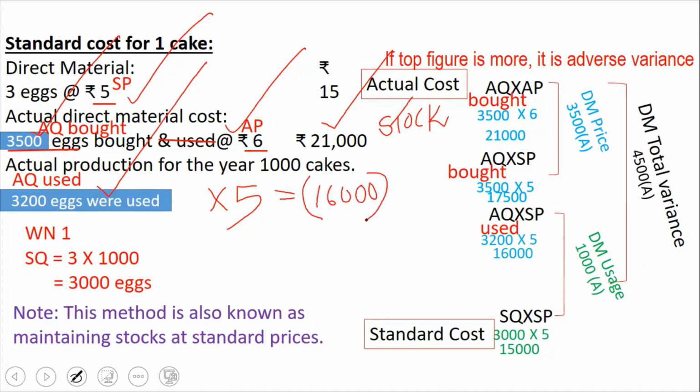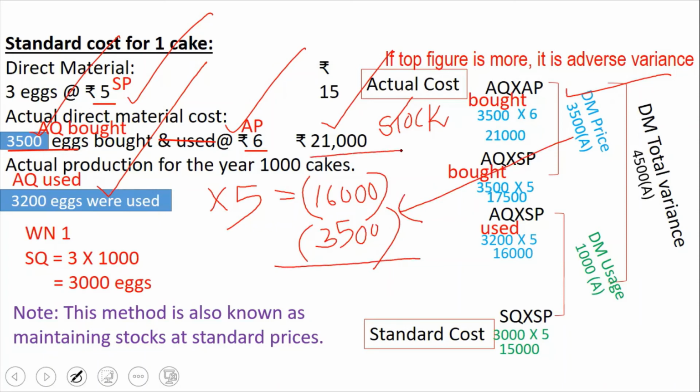So I'm indicating with a negative figure. And then what have we taken out? We have calculated the direct material price variance. That also hits the stock account. So minus 3,500. And what is minus 3,500? It is nothing but the direct material price variance. So what is the balance in stock account? It is 21,000 minus 16,000 minus 3,500. So we are left with an amount of 1,500 rupees for the 300 eggs that we have in stock.